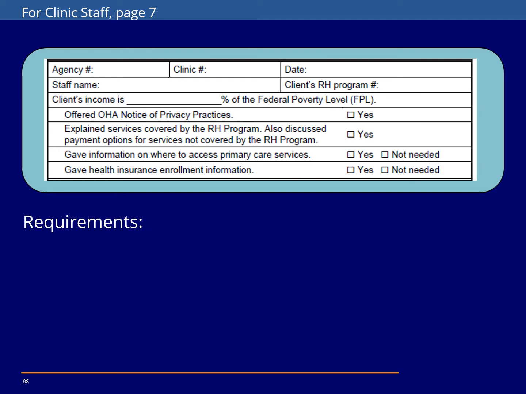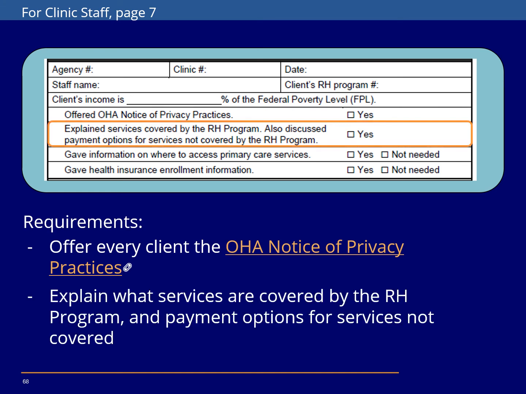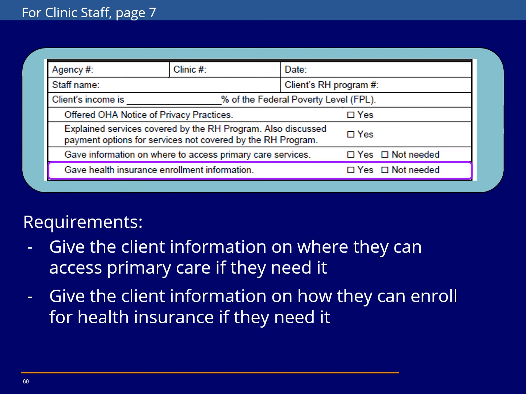Next are checkboxes to ensure that staff are following our customer care requirements. Staff must offer all clients the OHA Notice of Privacy Practices. Clients do not need to take them, but they must be given the opportunity. The Notice of Privacy Practices are available in several languages, and we have links to them on our client enrollment webpage. Staff should also explain what types of services are covered by the RH program and discuss payment options for any services they may get that are not covered. Staff should also provide the client information on where they can get primary care if needed and where they can enroll in health insurance if needed.